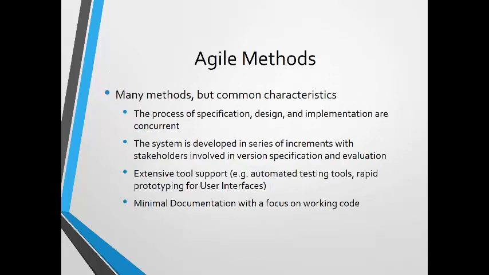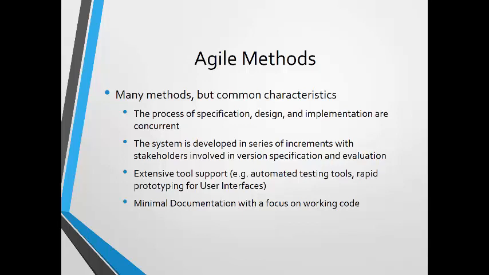So there are many methods, but they have some common characteristics. Some of the methods that Somerville lists are DSDM, which is Dynamic System Development Method, originated in 1994. Scrum, this term was actually introduced in 1986 in the context of product development, but was introduced to software in the 1990s, and extreme programming.